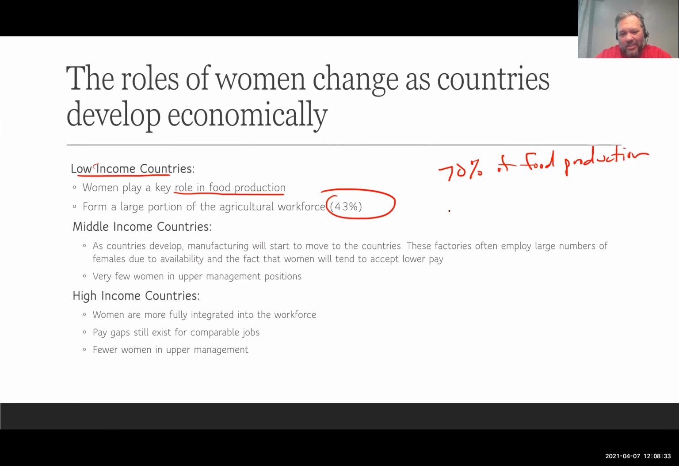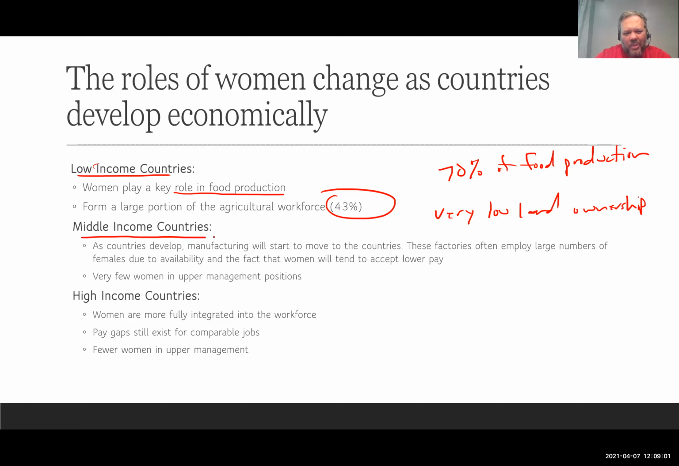Now, one of the things to keep in mind, they have this large impact and large participation in the agricultural sector, but very low land ownership. All right, and so that creates a problem because it's the owners of the things that tend to make more money than not. So that would be, in general, the role of women in lower income countries.